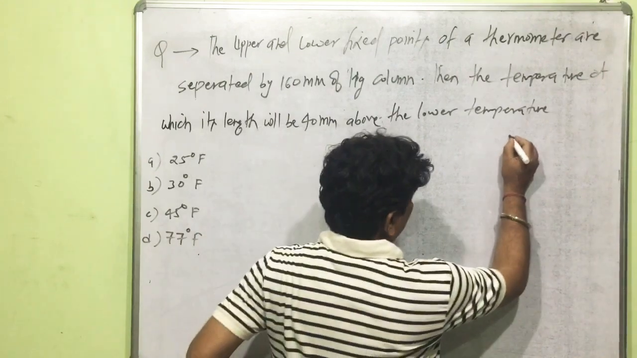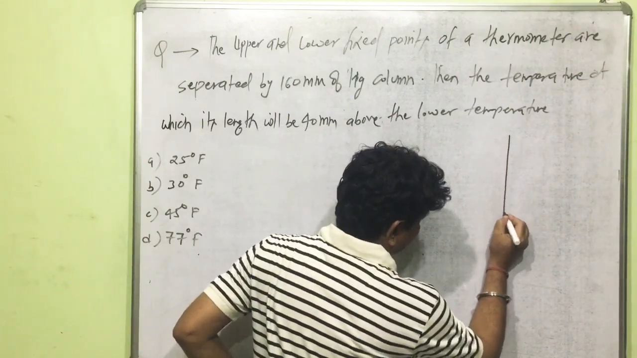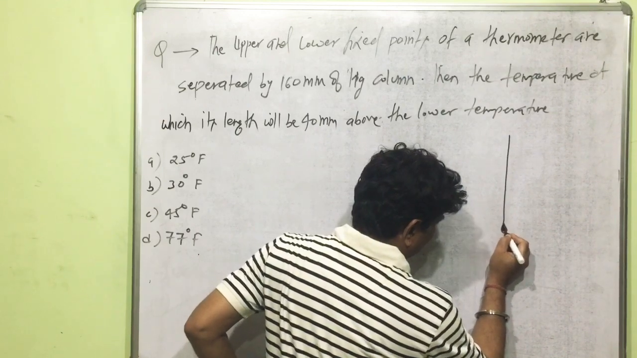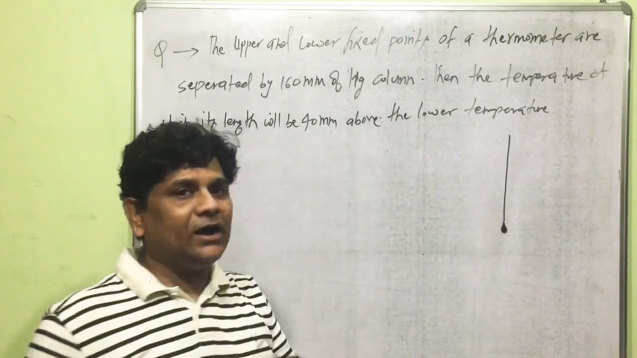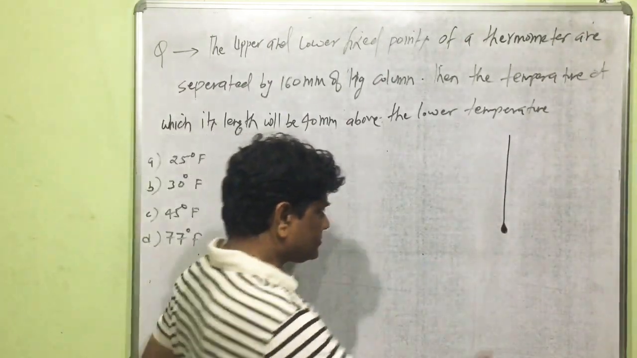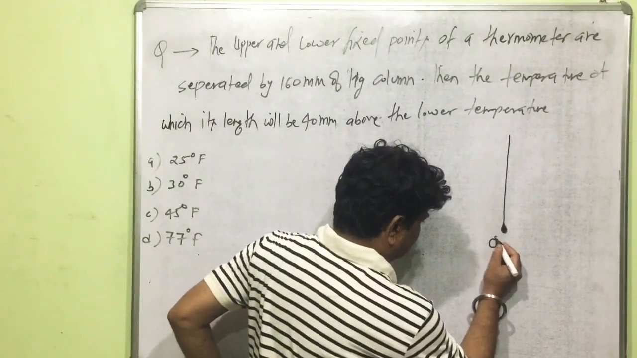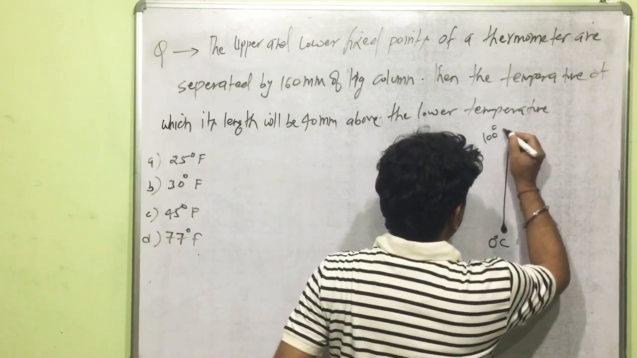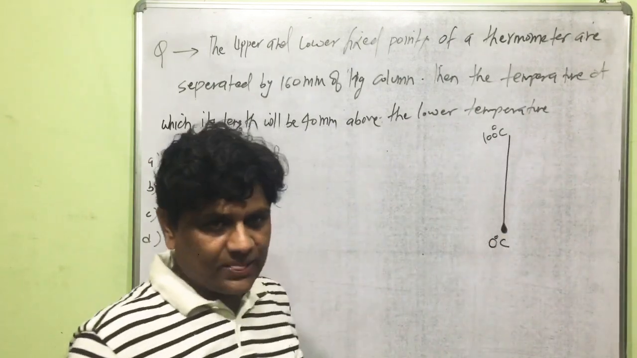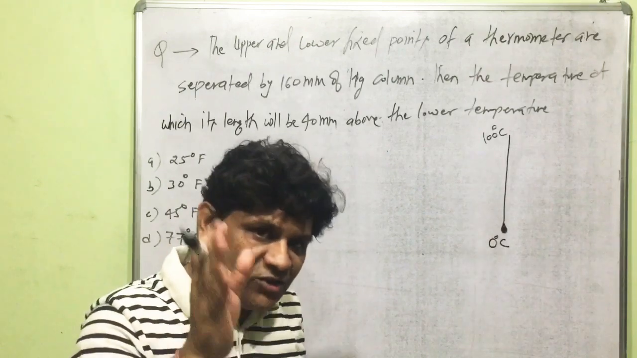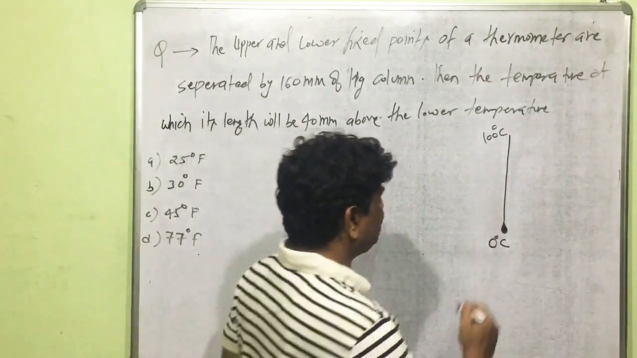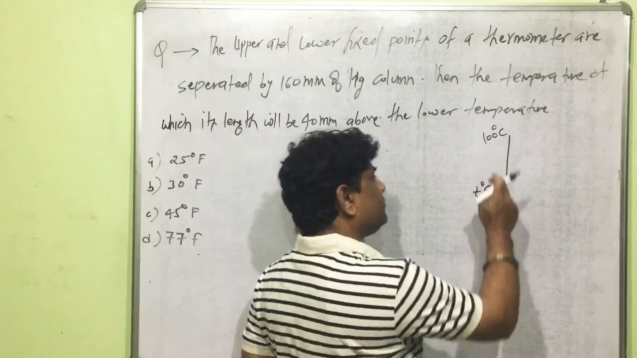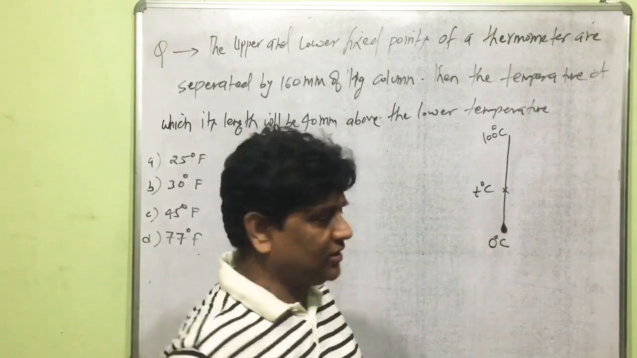Okay, one diagram I want to take now is a diagram of a thermometer. Any thermometer may have two fixed points. One is lower fixed point, another is upper fixed point. Now lower fixed point is 0 degrees Celsius on centigrade scale. Upper fixed point is 100 degrees Celsius on centigrade scale. Unknown temperature will lie in between lower fixed point and upper fixed point.